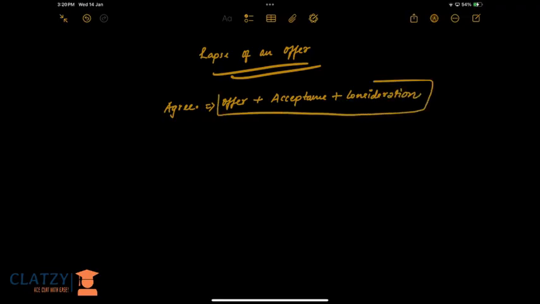Okay? Now, there are a few agreements where consideration is not mandatory. But forget about those agreements for now. The basic rule is that you need all these three to form an agreement. And the first thing is offer, which is the starting point of an agreement.